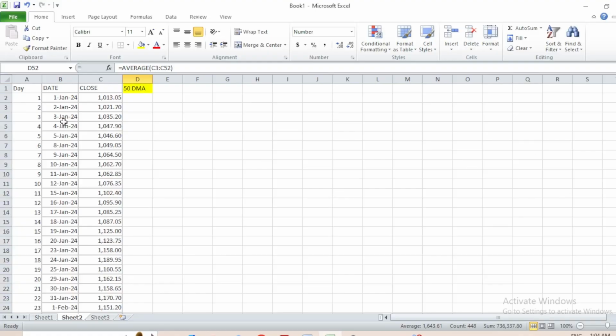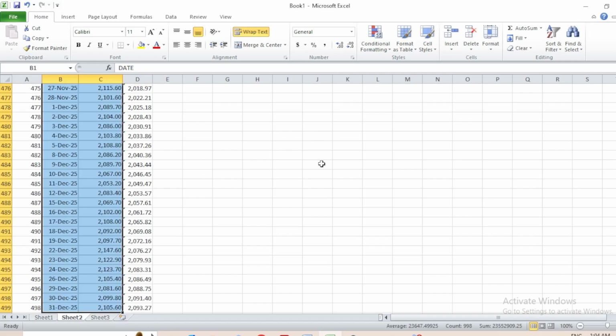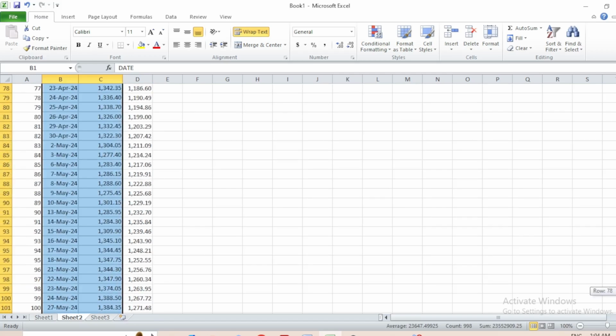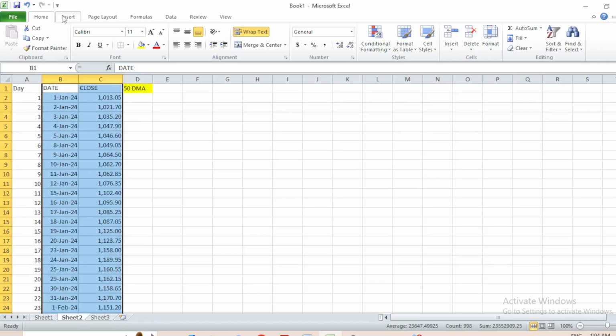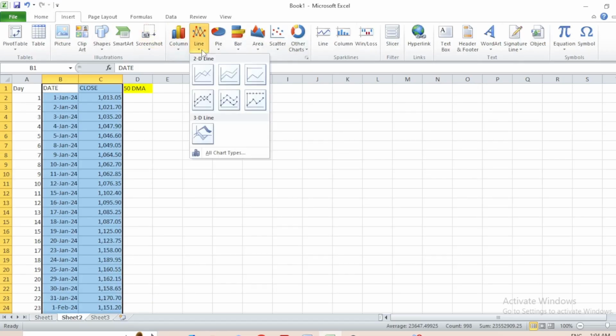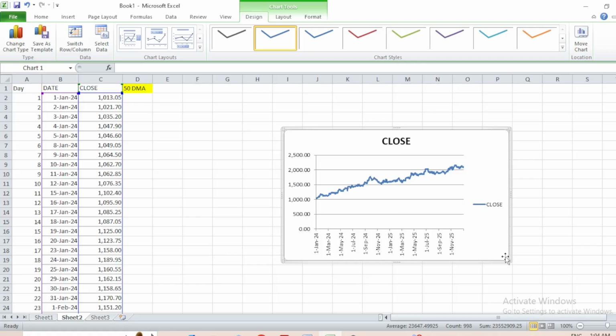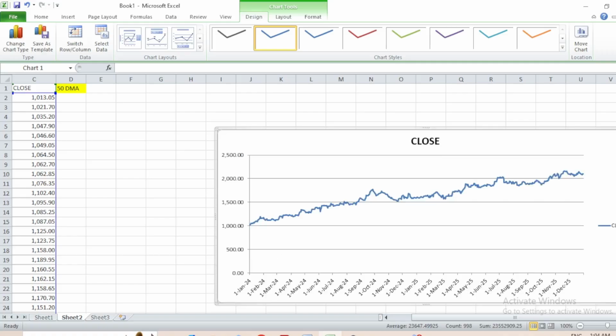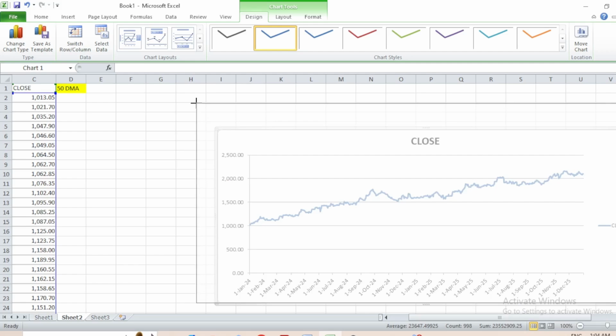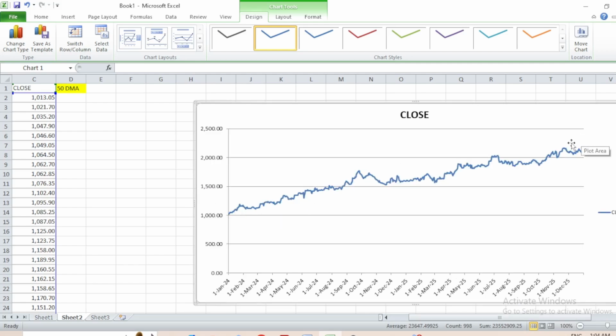For that, let me show the diagram for the closing prices. We will select all the closing prices of this particular stock, go to the insert tab, put the line chart, use 2D line. So this gave me, let me just increase the size of the chart so you will get a better picture. Now this shows that prices are in general moving in an upward direction, but there is fluctuation in the prices.